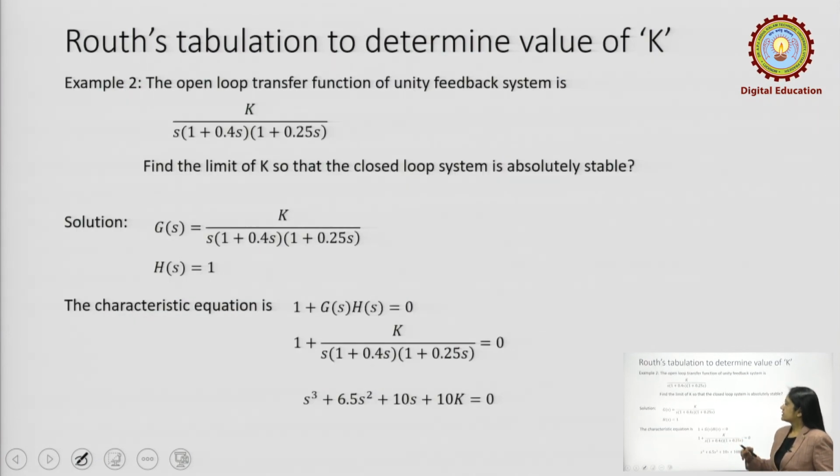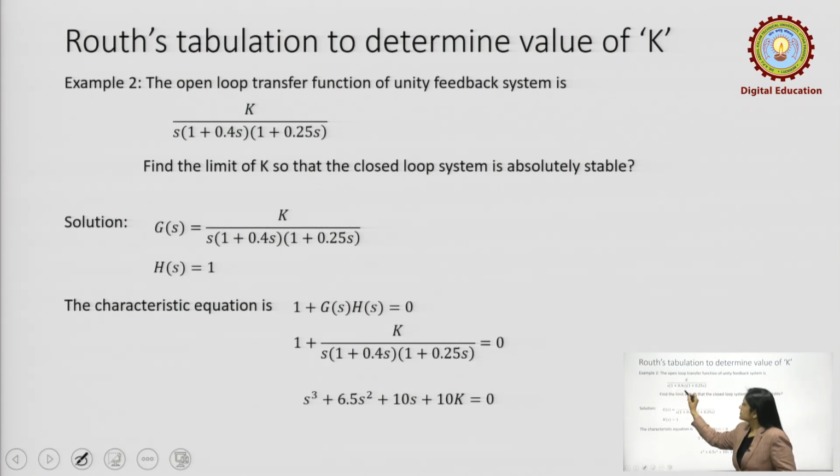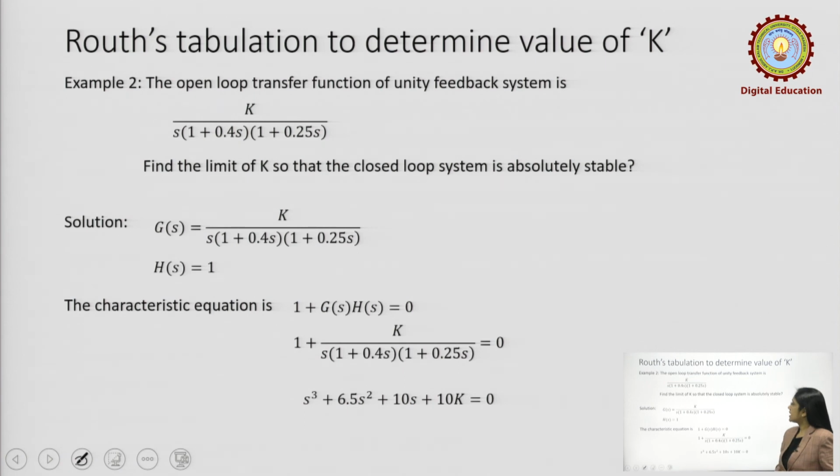Another example we can take up to understand how to determine the value of k for the system to remain stable. The open loop transfer function has a unity feedback system. This is the open loop transfer function. Find the limit of k so that the closed loop system is absolutely stable. Now, what is G of s? That is the open loop transfer function.